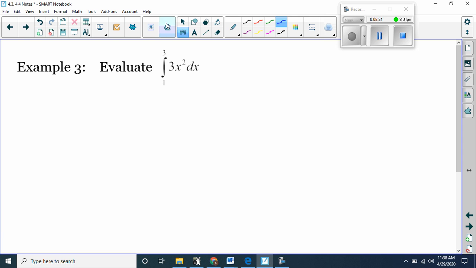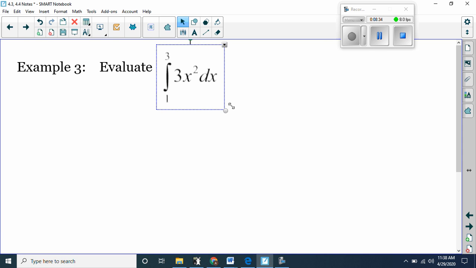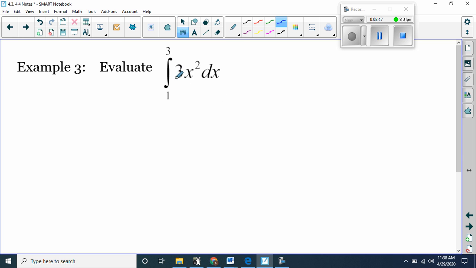So let's try one. This one asks us to evaluate the integral from 1 to 3. You always read that from the bottom up. So the integral from 1 to 3 of 3x squared dx. This is going to give us the area under the curve 3x squared from 1 to 3. So the first thing we need is the antiderivative. We need the integral of 3x squared dx. So if I integrate that, we add 1 to the exponent, and we divide by that. So I've got 3, and then I'm dividing by 3 plus c. So the integral is x cubed plus c.